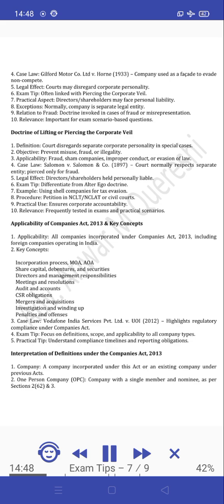8. Exceptions. Normally, the company is a separate legal entity. 9. Relation to fraud. The doctrine is invoked in cases of fraud or misrepresentation. 10. Relevance. Important for exam scenario-based questions.